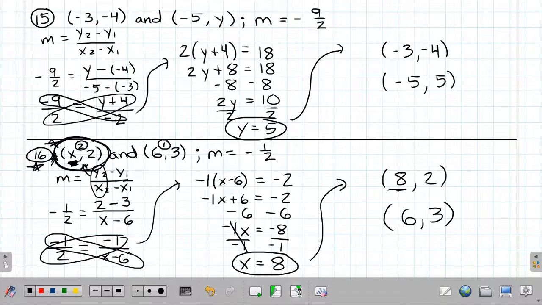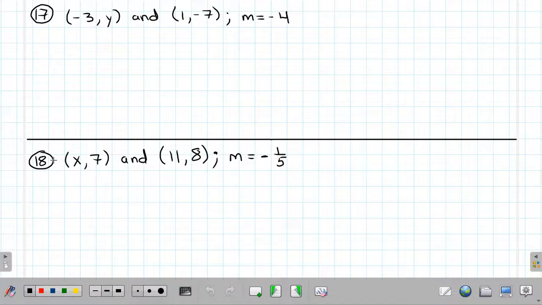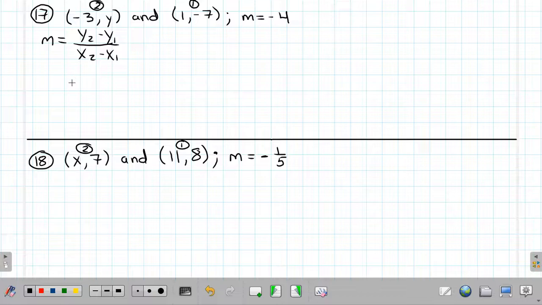Okay. Now number 16 or 17, 18, 19, 20 all work the same way in that you see this first ordered pair has the variable. I'm going to call it 2. I'm going to call this one 2. Just because when I plug in my formula, it actually makes it easier on me and I don't have to worry about things being flipped around.